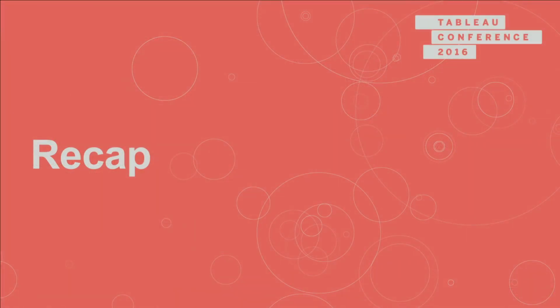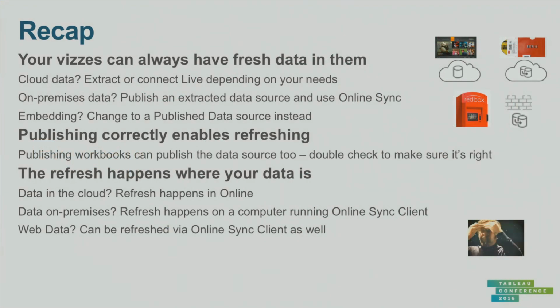That's about it. We've got a couple of quick recaps. Your viz should always be able to have fresh data in them. If they're not getting fresh data now, probably change the way that you're publishing a little bit, and that will allow you to get there. And the refresh really happens where your data is, or where your application is. If your data is in the cloud, the refresh happens in online. If your data is on-prem, it happens on a local computer, and that computer will push it up to online.